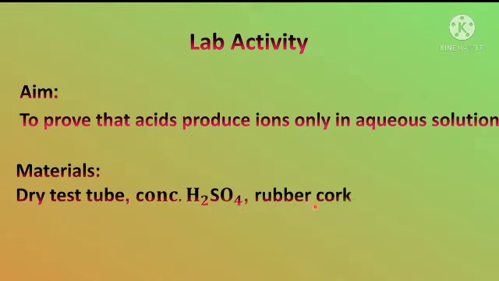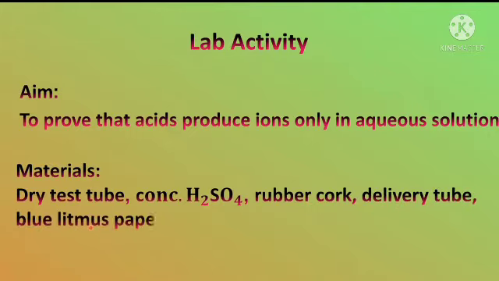The materials required are a dry test tube, concentrated sulfuric acid, rubber cork, delivery tube, blue litmus paper, sodium chloride crystals, and water. Dry litmus paper is needed and wet litmus paper is also needed. If you take blue litmus paper, just dip it in water afterward and we can use it.